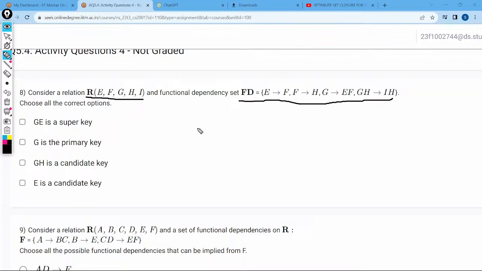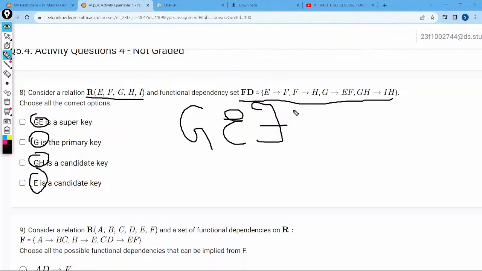Now let's check G first because it is singular. G covers EF, F covers H, and GH covers IH. Meaning all of the attributes are one by one included in G, meaning G is a super key. And if G is a super key, GE is also a super key.